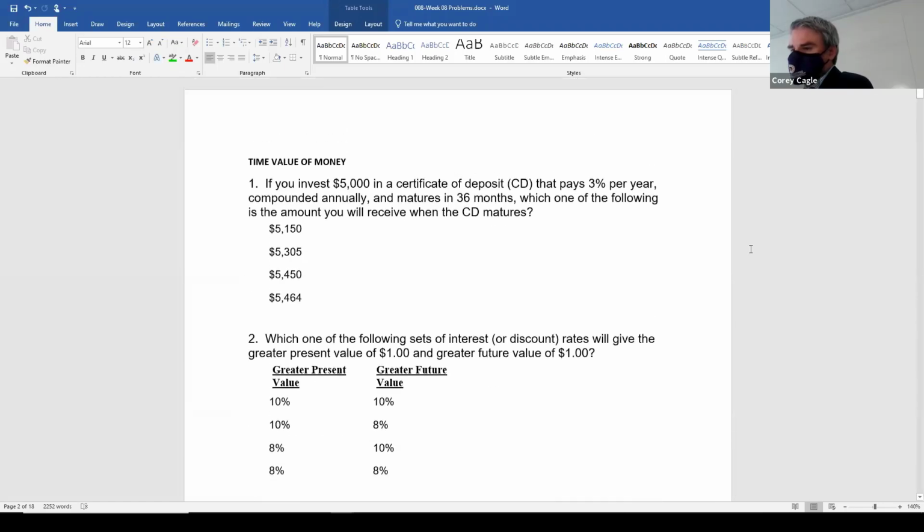So bouncing back up to number 1. If you invest $5,000 in a CD that pays 3% per year, compounded annually, that matures in 36 months, 3 years, which of the following is the amount you receive? You could get the future value tables out and look at the 3% column and 3-year row if you wanted to. Or you could save yourself the trouble of pulling all that out and you just say 5,000 times 1.03. There's 1 year. Times 1.03. There's 2 years. Times 1.03. There's 3 years. That's all you have to do.